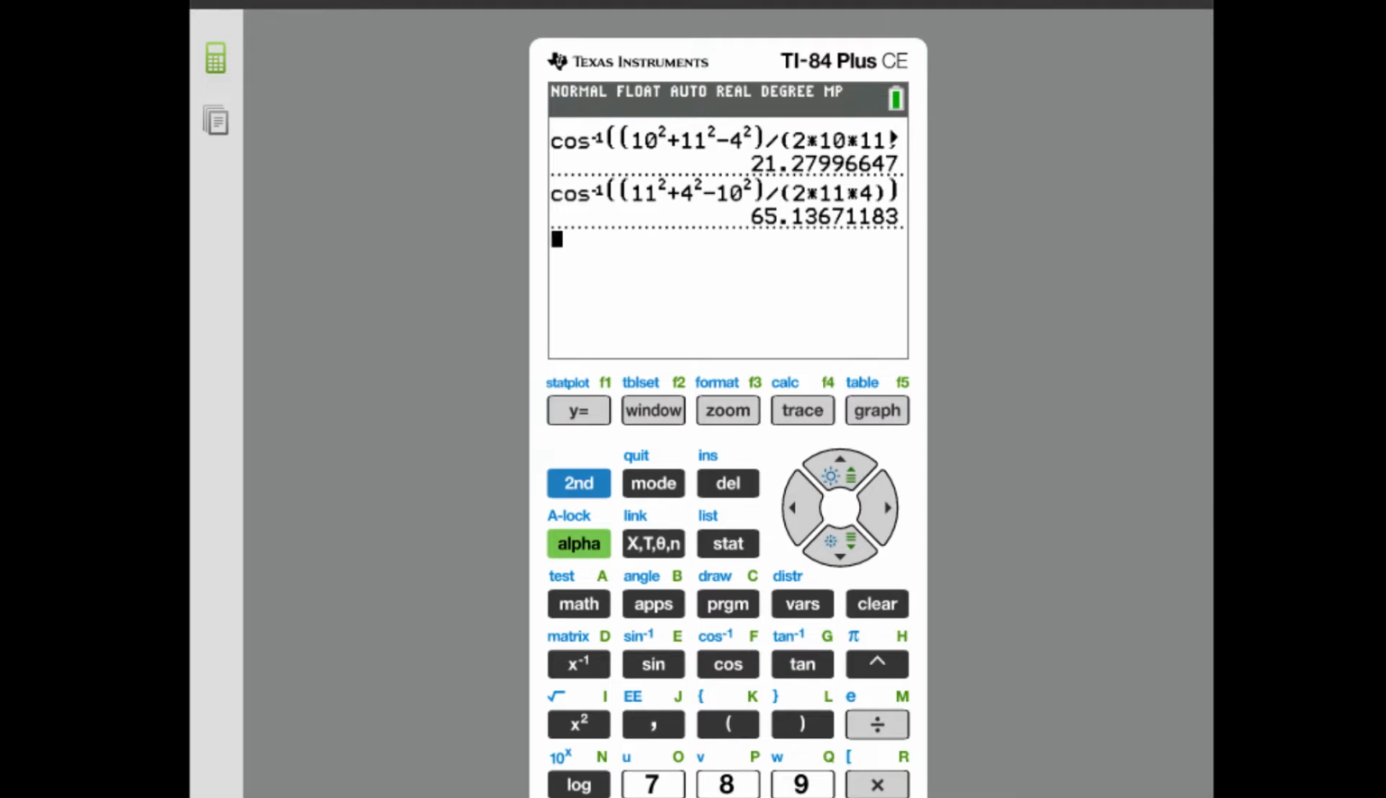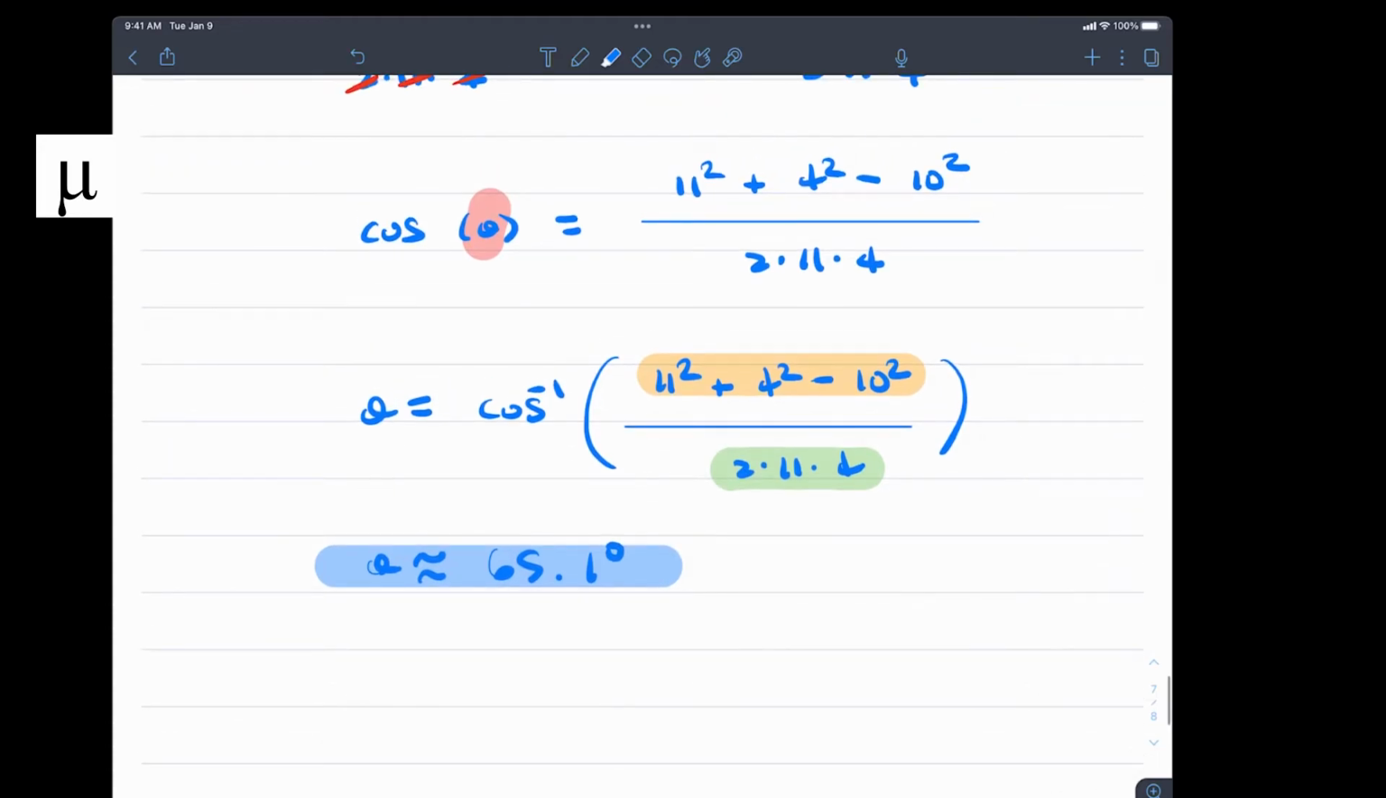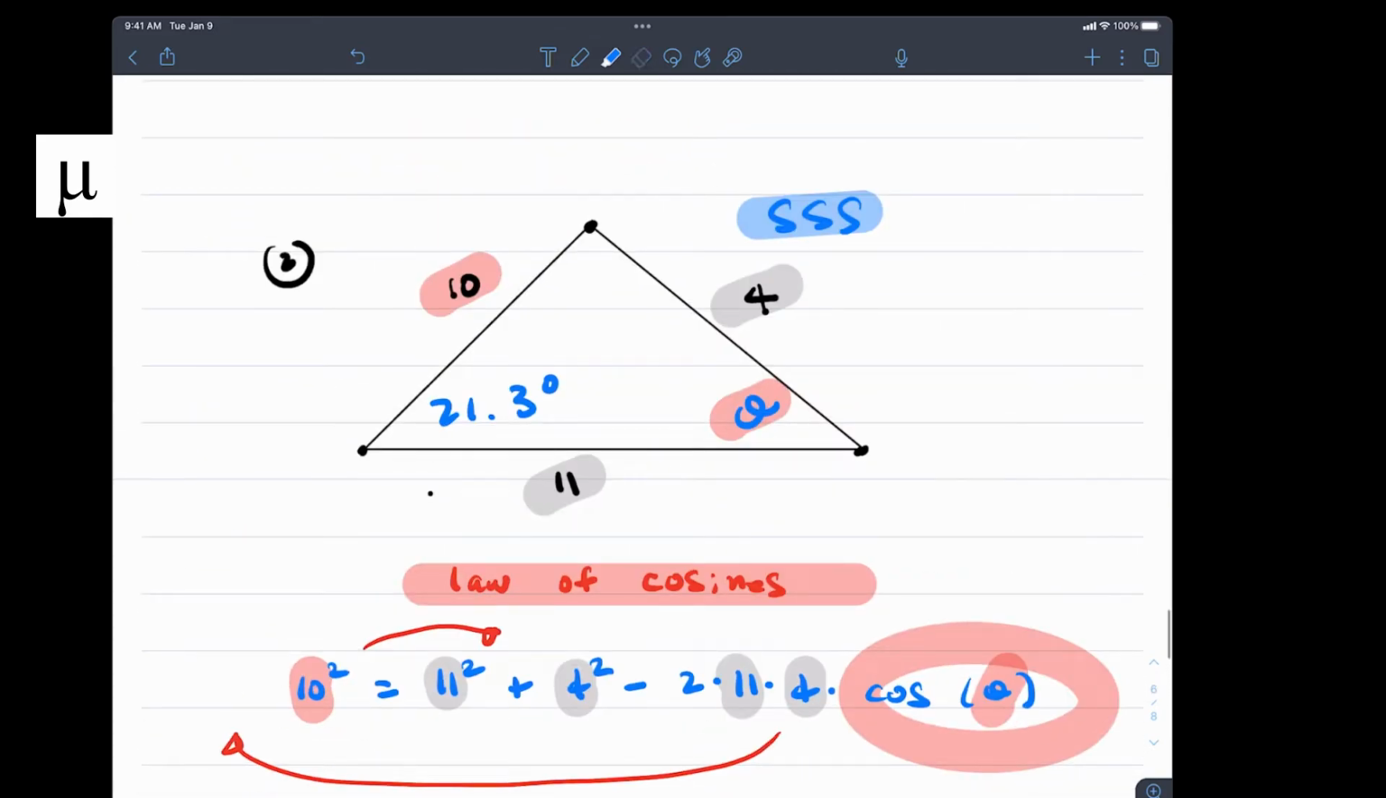And what do you guys get here? What's theta now? 65.1 degrees. So you guys can do this, ladies and gentlemen. This is now 65.1 degrees here, right? So once you get this angle, you got 2 angles now, right? So you say, oh, this is the angle I got, 65.1 degrees.